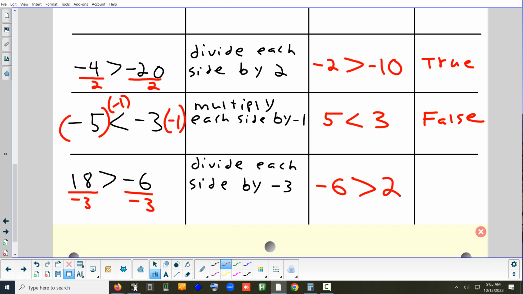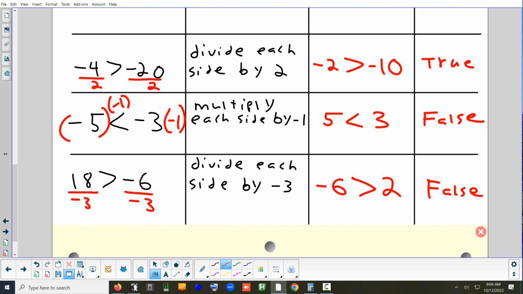Negative 6 is bigger than 2. Is that true? What do you think? That's false. Negative 6 is not bigger than 2. A negative number is never bigger than a positive number. So that's also false. Did we make a mistake when we divided by negative 3, or did we do it okay? We did it okay. We did it right. So we started with something that was true, we did exactly the same thing on both sides, and all of a sudden it made it false.